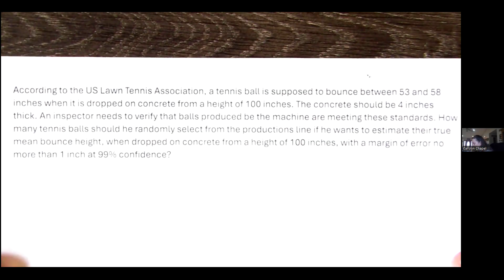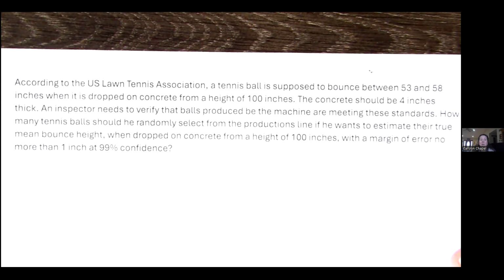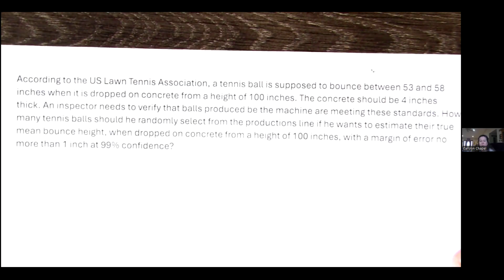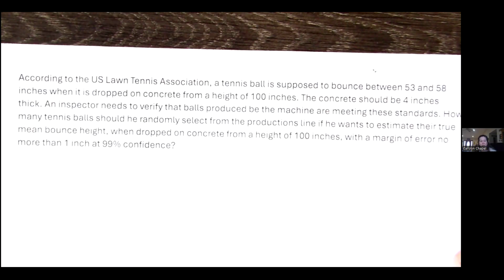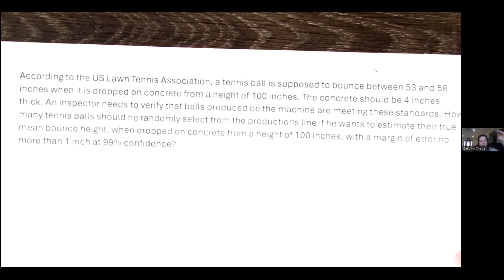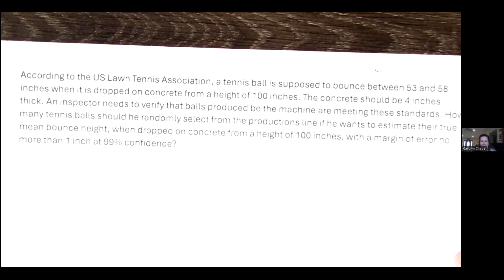All right, so here is another example. So we have this tennis association. A tennis ball is supposed to bounce somewhere between 53 and 58 inches from the ground on concrete when it's dropped from 100 inches above on the concrete, that is 4 inches thick. Wow, lots of details. So we've got 4-inch concrete, dropping a ball from 100 inches. It's supposed to bounce back 53 to 58.